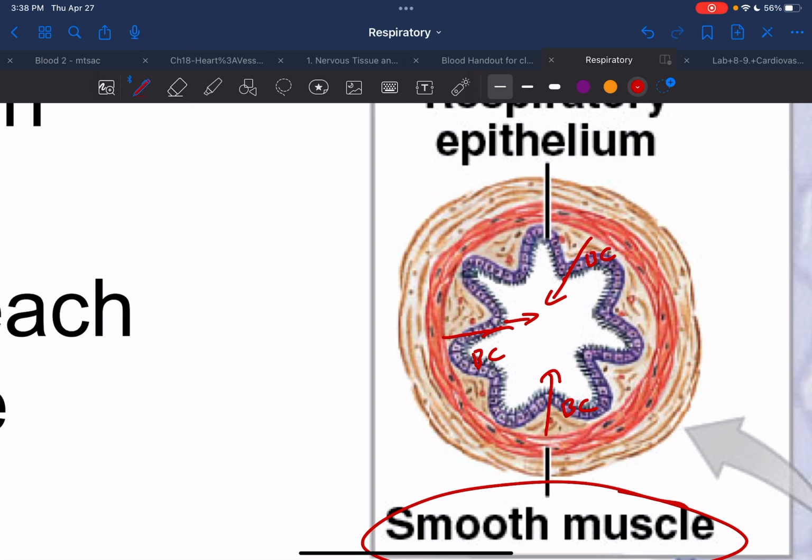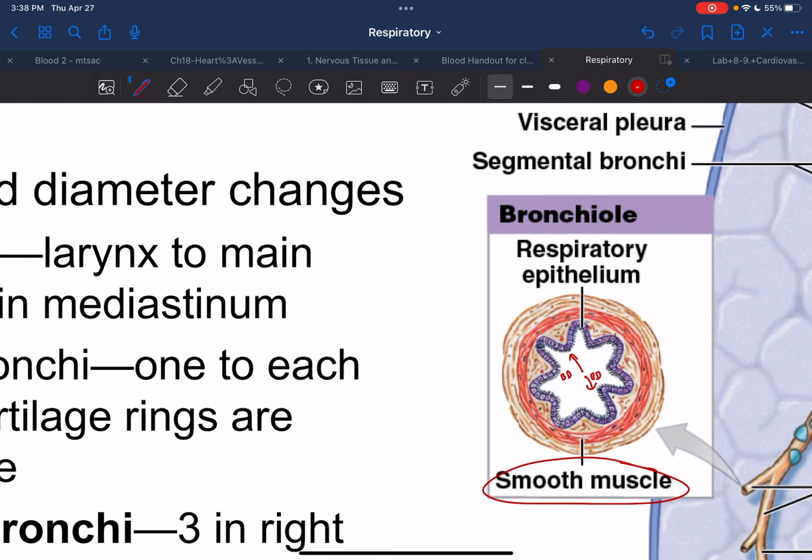And then for dilation, these muscles need to relax, and so they would increase in diameter. So I'm going to write vasodilation. Sorry, my writing on this is getting worse, I feel. I'm just going to go ahead and write separately, to increase that airflow.